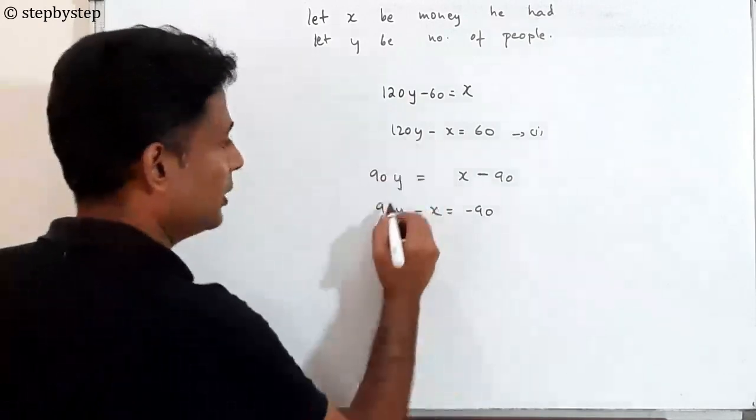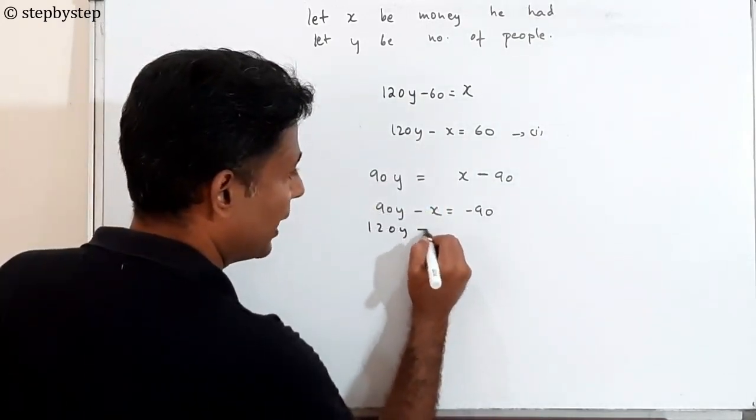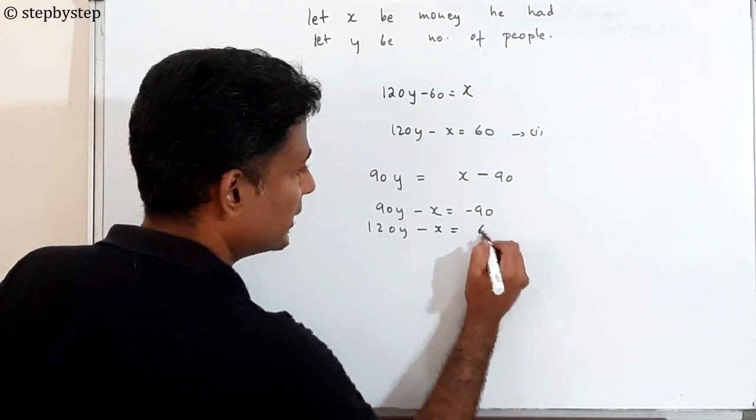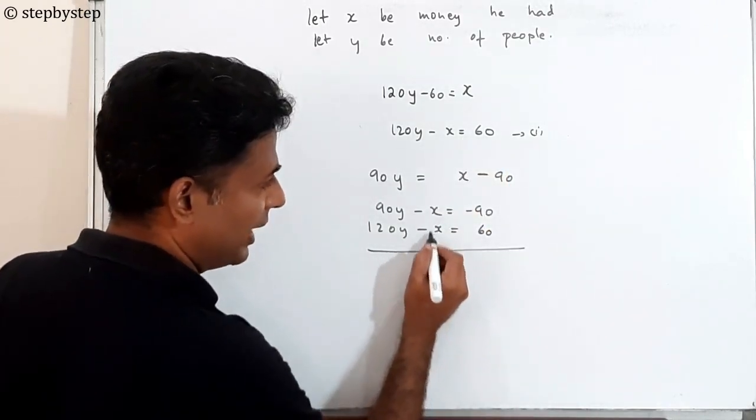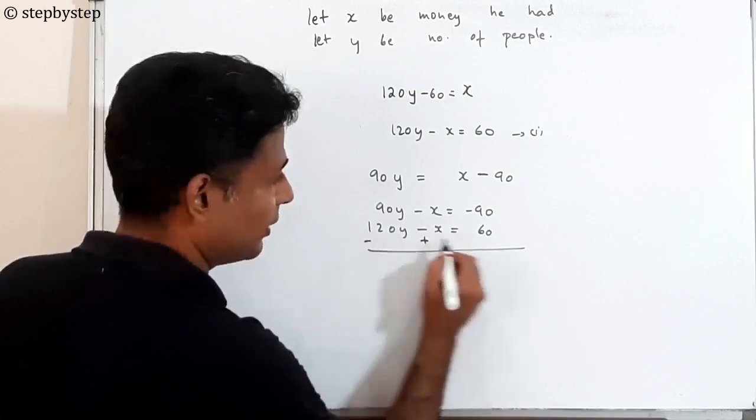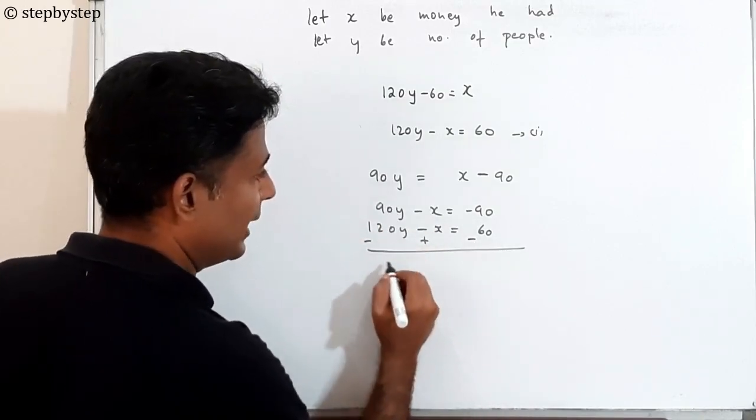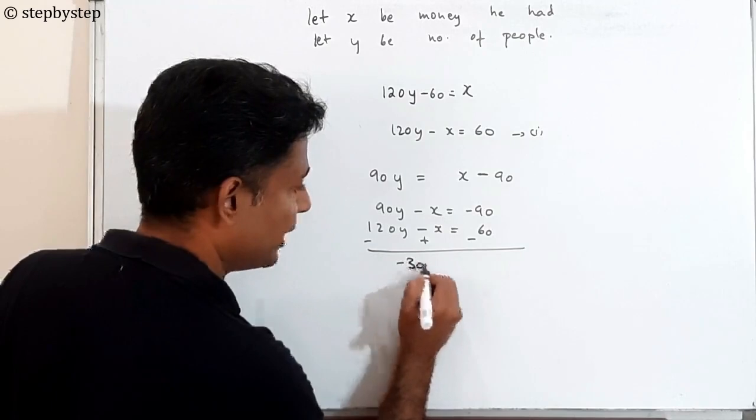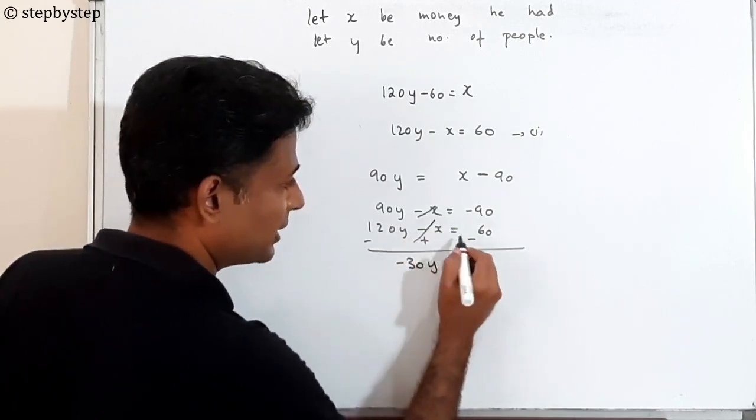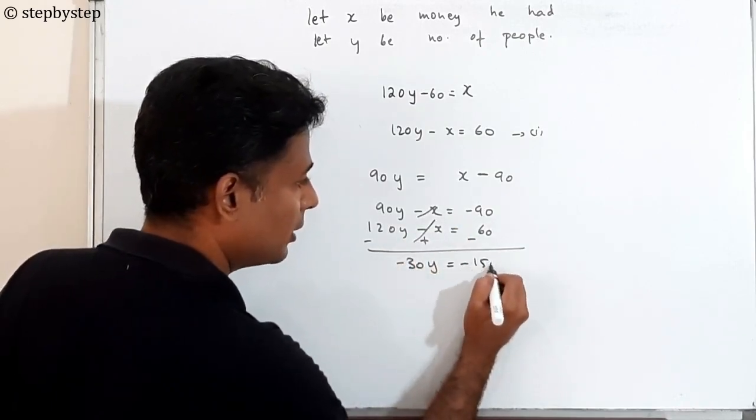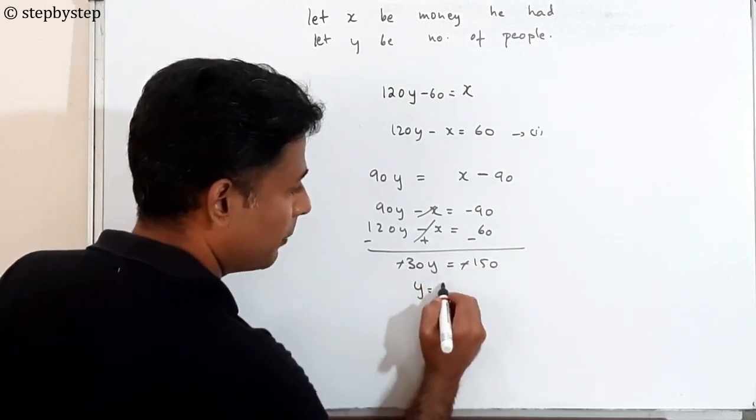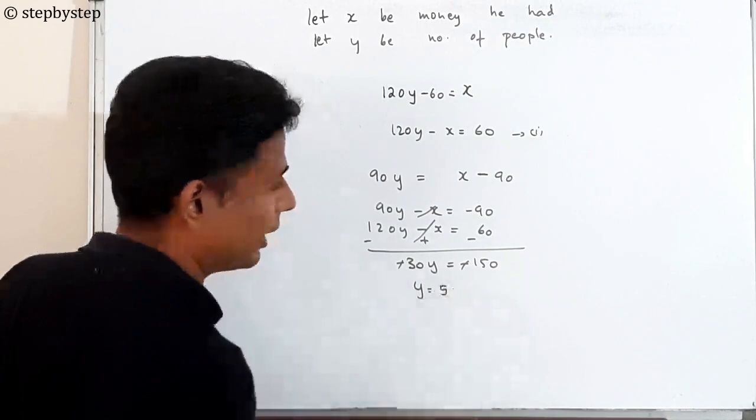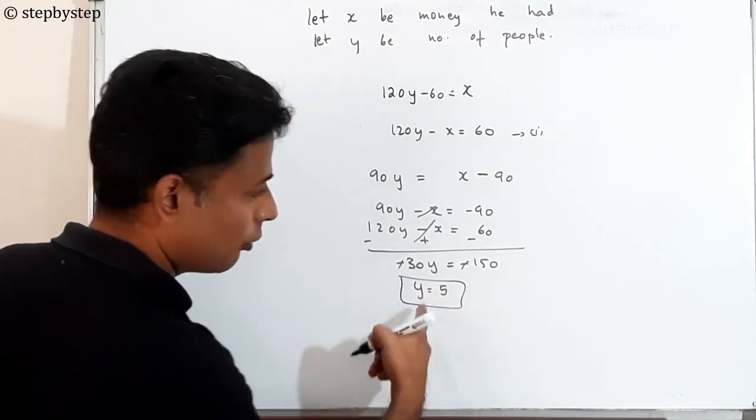So now I'll get this 120y minus x equal to 60 from here. Now what will we do? x is equal, so we will subtract. So signs will change. So we get 90 minus 120, that is minus 30, y, plus minus x plus x cancels, equal to minus 150. Minus minus sign cancels, y equal to 150 by 30, that is 5. So there were 5 people.